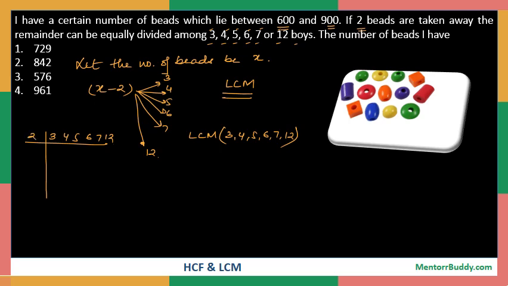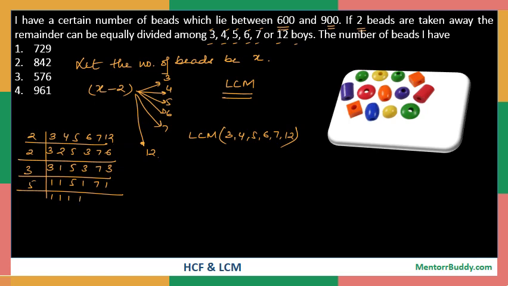If I divide them by 2, I'll get a number like this. Similarly, if I divide again, and dividing by 3, I'll get most of my values settled, and then for 5 I'll be left with only one value, that is 7. So this is how we get it. The LCM of 3, 4, 5, 6, 7 and 12 comes out to 2 multiplied by 2 multiplied by 3 multiplied by 5 multiplied by 7.